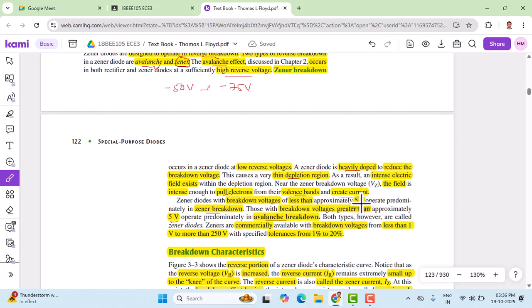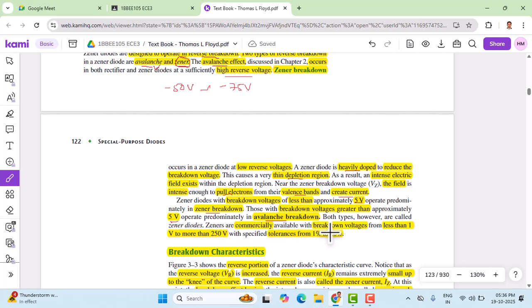Typically, if a Zener diode breaks down at a voltage less than 5 volts, it's called a Zener breakdown. Otherwise, if it crosses 5 volts, for example 50 volts or 75 volts, that can be called avalanche breakdown.